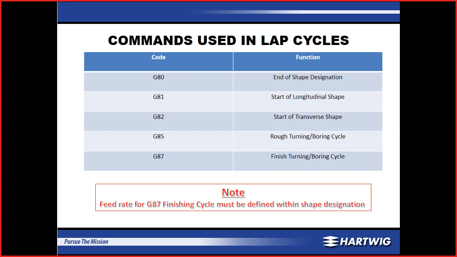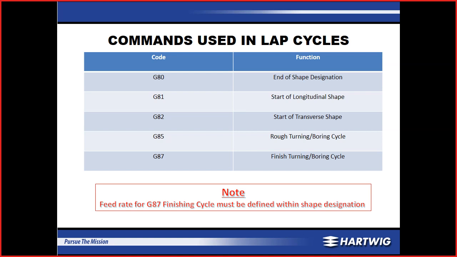G81 and G82 command the machine which direction to turn in. So a G81 roughing shape would be a long turning or a Z-axis turning motion, versus a G82 tells the machine to do a face roughing operation in the X-axis.